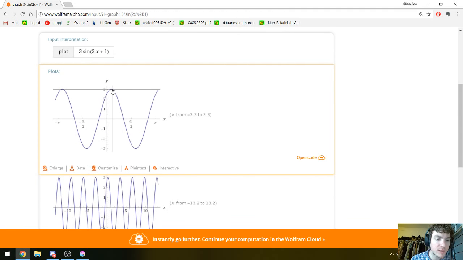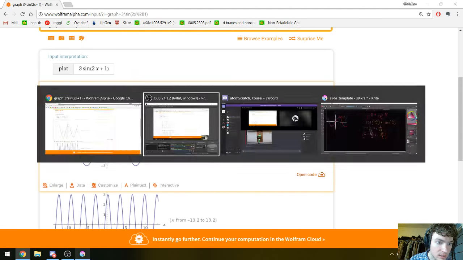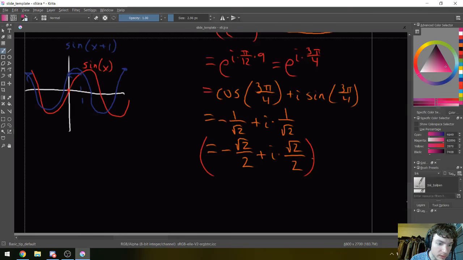So the key features are, as you noted, that the amplitude is stretched out to 3, so it goes from 3 to minus 3. Second, that it repeats twice as fast as an ordinary sine, so you notice this repeats after pi rather than 2 pi. And third, that it's shifted 1 to the left, right? So this is compared to, wait, where did I draw that? It's over here.